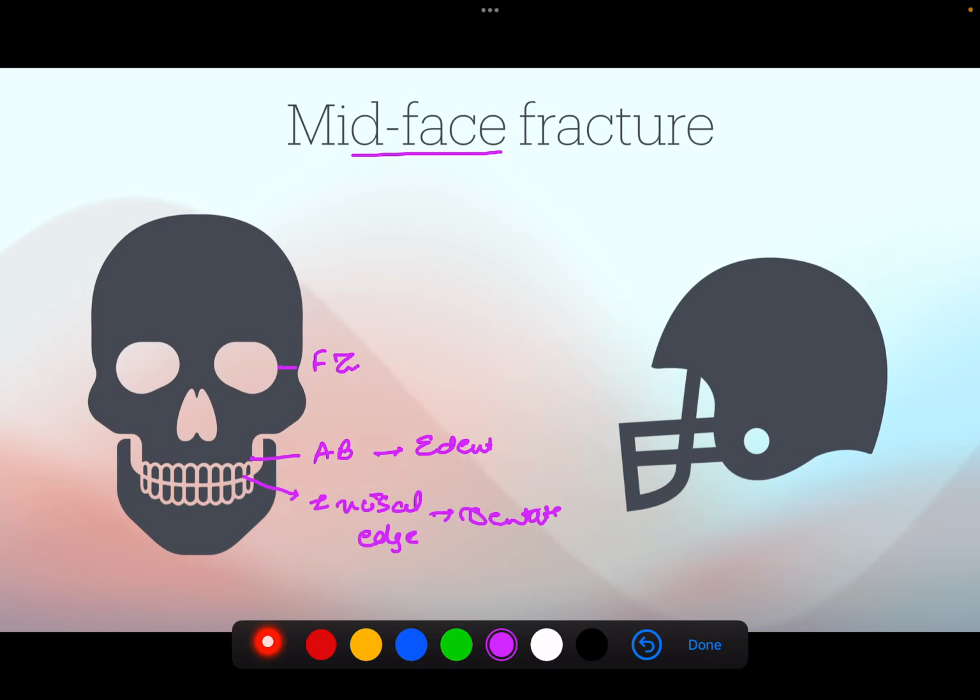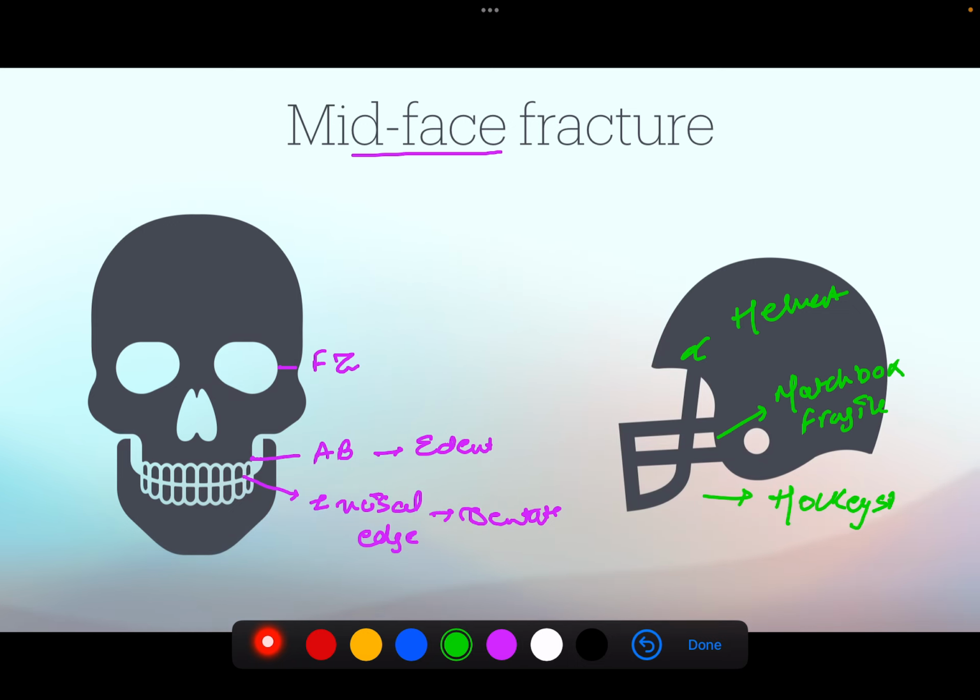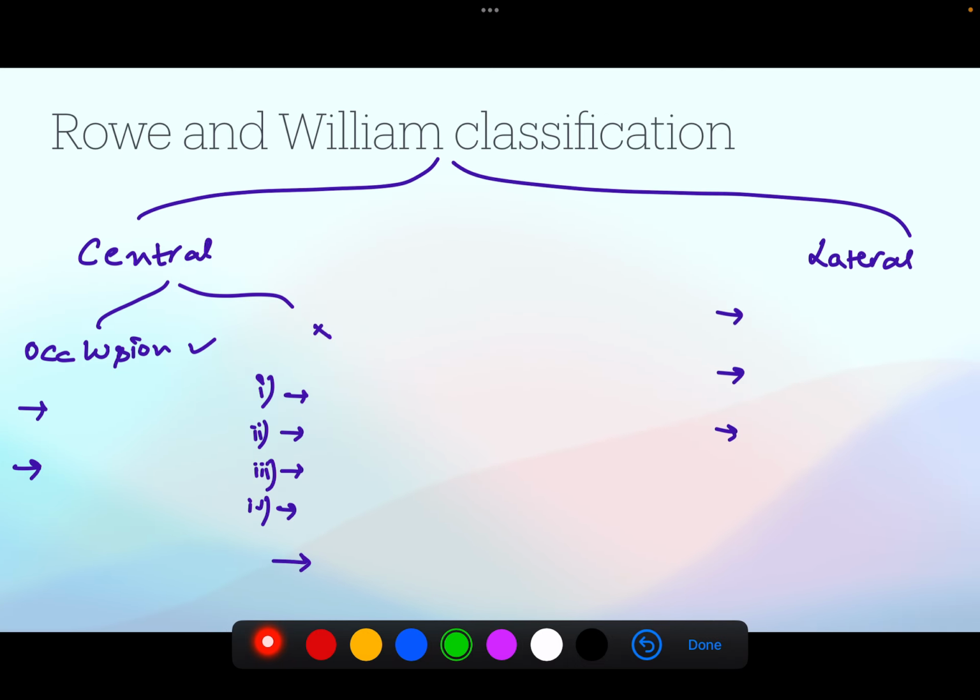And midface has been compared to that of a matchbox because of its fragile nature. The upper skull has been compared to a helmet, and the lower mandible has been compared to a hockey stick. Rowe and Williams first classified the midface fracture. This is not the maxillary fracture classification, that is midface.